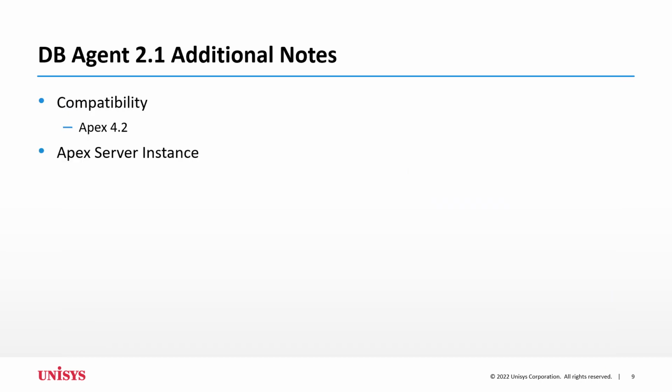Consider the following about the DB Agent 2.1 release. Compatibility. DB Agent 2.1 is compatible with Apex 4.2 release and is not compatible with earlier Apex releases. Also, if you use Apex 4.2 with an earlier DB Agent version, the application group will not be available for selection, as the necessary APIs will be missing in the earlier release. Apex Server Instances. The user specified storage area threshold value is stored on the Apex server locally, and hence it can vary if different Apex server instances are used for accessing the same OS 2200 system.